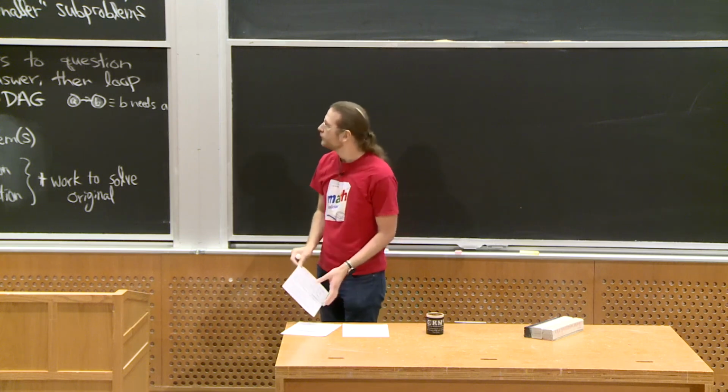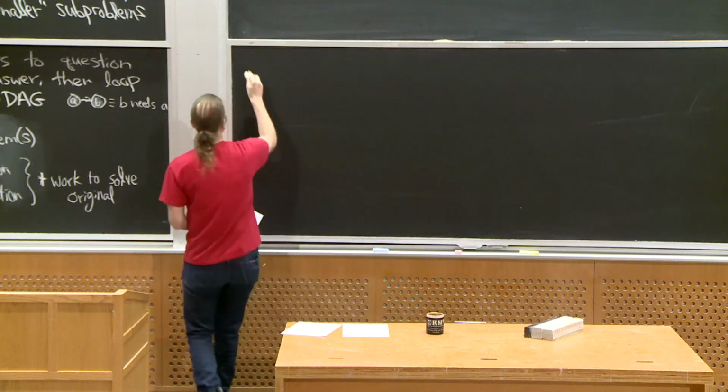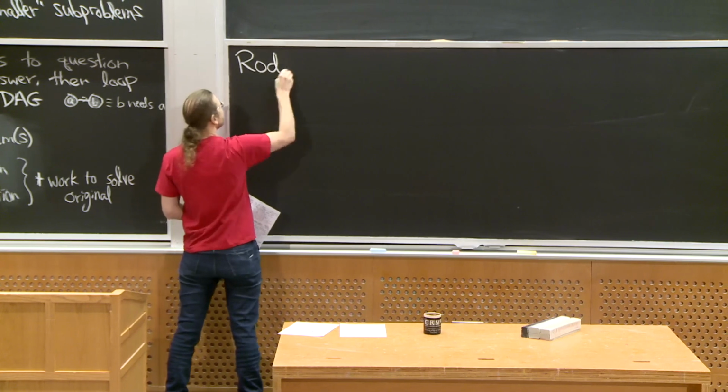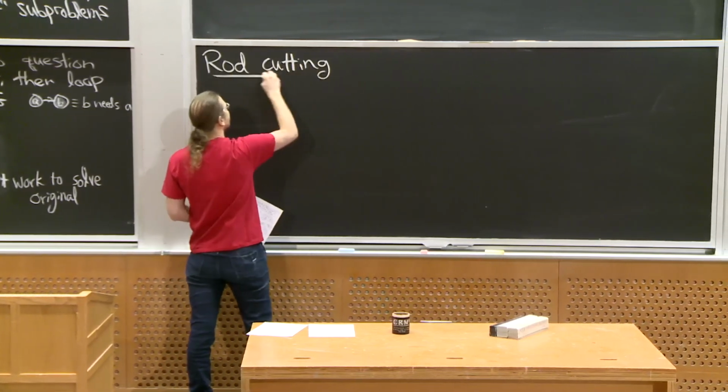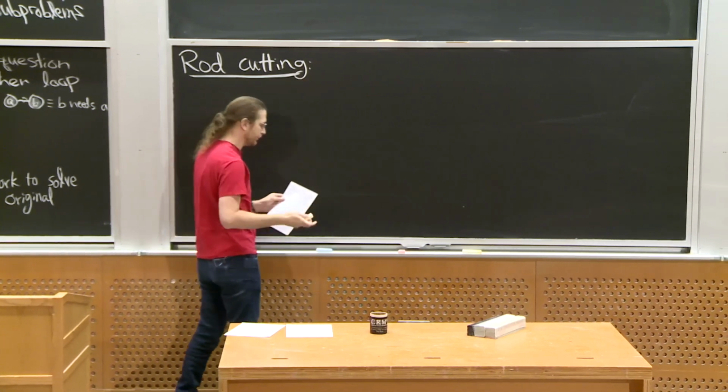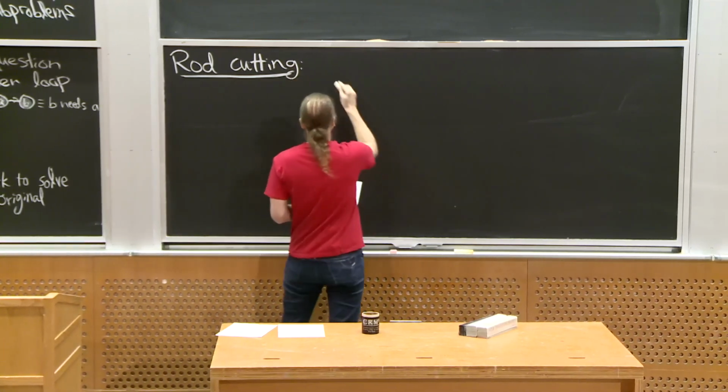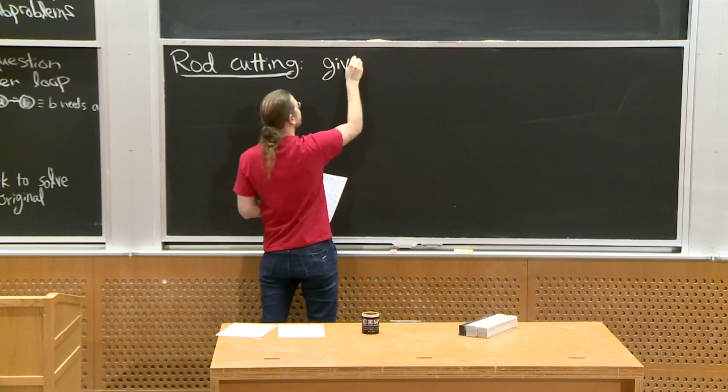So let's do a new example, which is rod cutting. This will be pretty straightforward, but it will serve as a contrast to the next example we talk about, subset sum. So what is the problem?